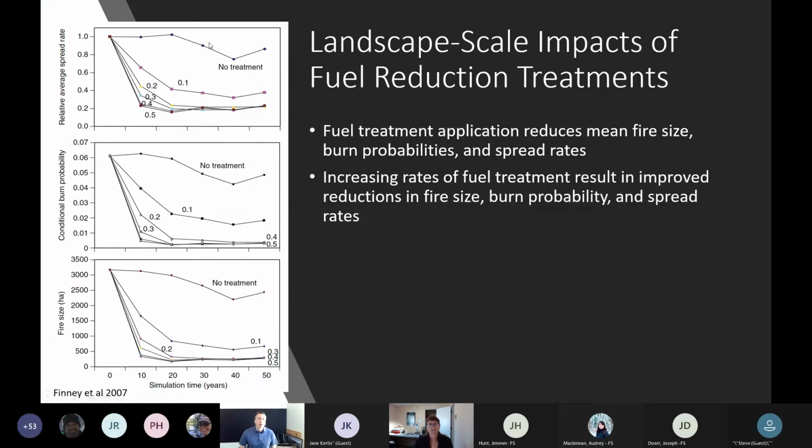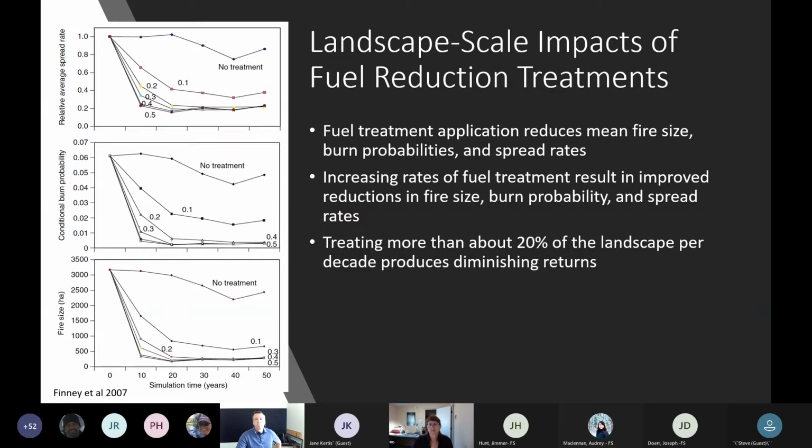And we also see, as the graphs over here suggest, as we increase the proportion of the landscape that's treated per decade, so going from 10% to 50% in this particular study, we end up seeing increasing reductions in fire sizes and burn probabilities and spread rates, right? So if you treat more acres per year or per decade with fuel reduction treatments, you end up seeing bigger benefits in terms of impacts on subsequent fire behavior.